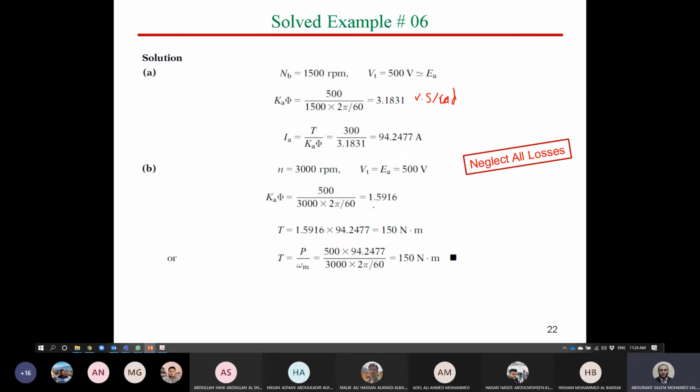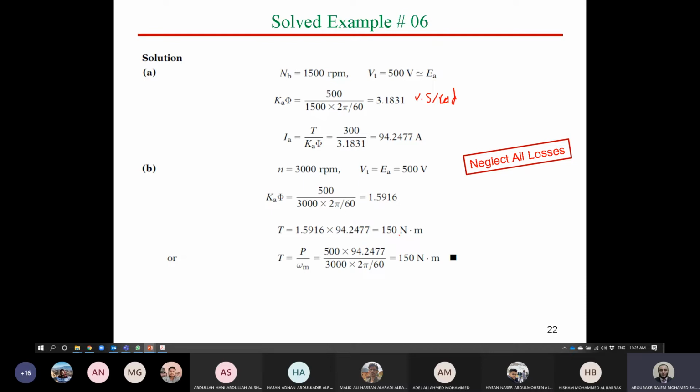This means that the current is reduced to half. The field current is reduced to half compared to the previous case. So this is now our new value of K phi. We can now calculate the new value of torque by multiplying K phi by current. So the value of torque is 150 Newton meters.